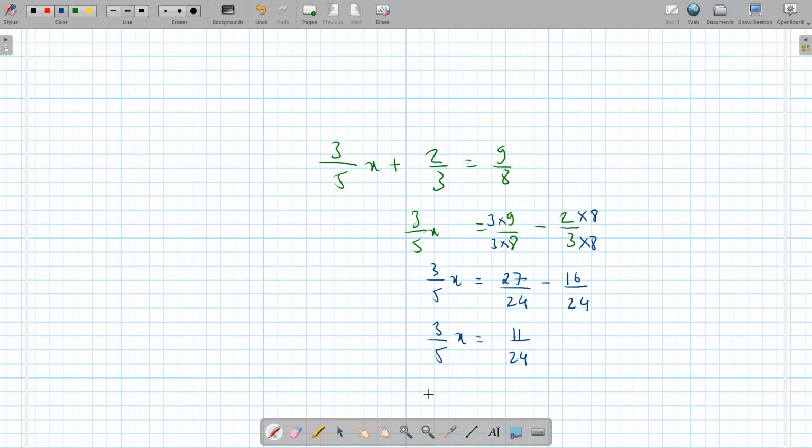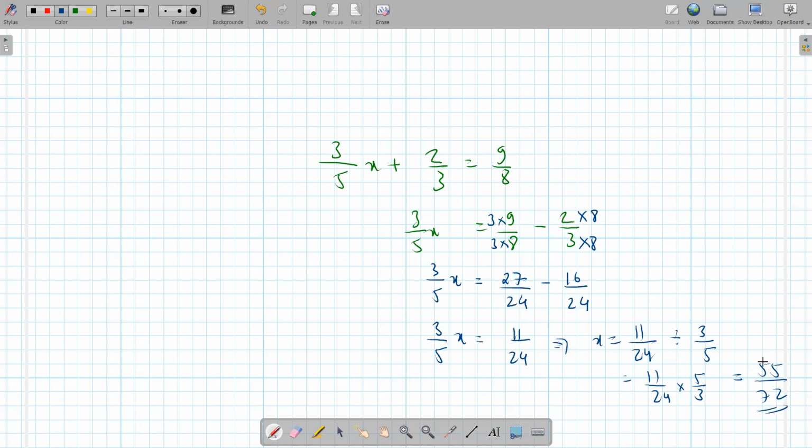Okay. Now what? Now you have to divide 11 over 24 by 3 over 5. So x equals 11 over 24 divided by 3 over 5. If you use a calculator, it won't give you nice numbers. Times 5 over 3. Yeah, perfect. So 11 over 24 times 5 over 3. So 55 over 72. There we go. Could that be reduced? No, it cannot be.